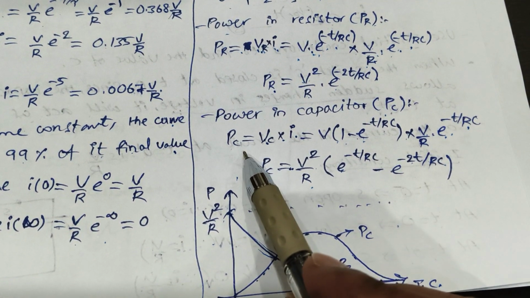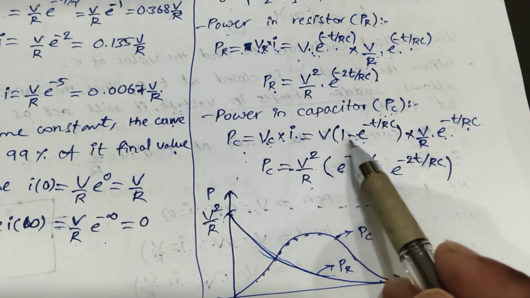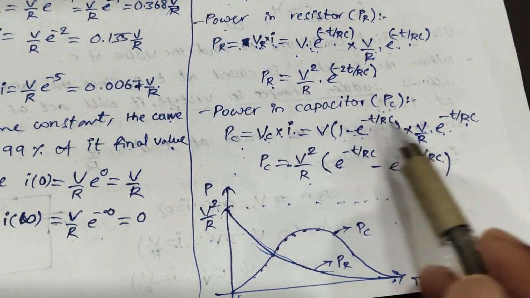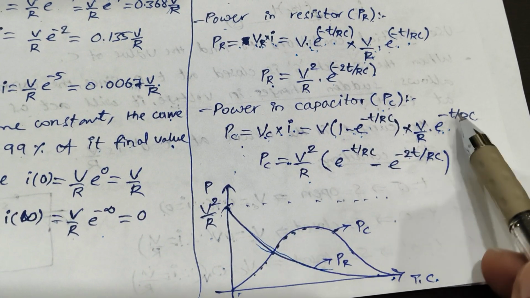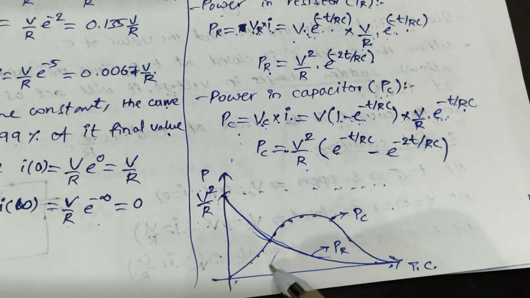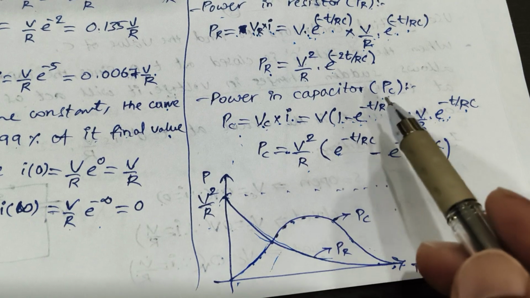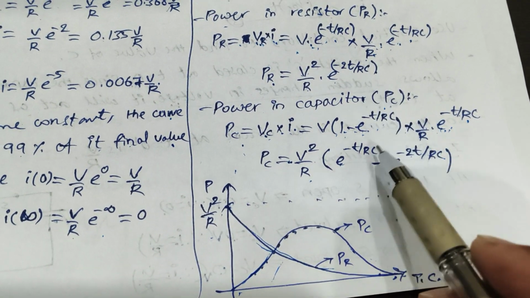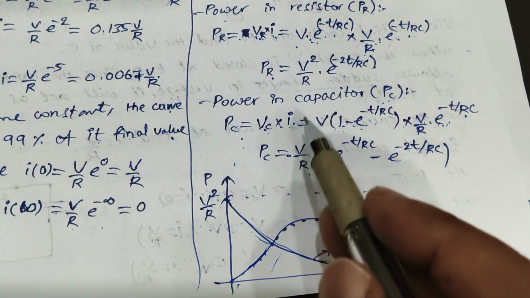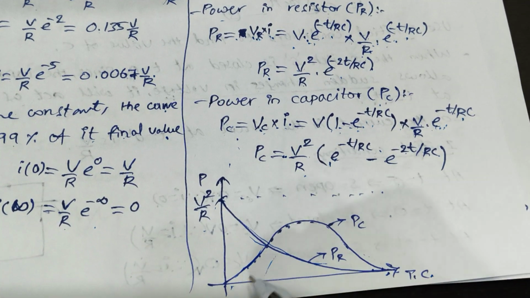However, for power in capacitance, the voltage across capacitance is an increasing function, 1 minus e power minus x, whereas current is a decaying function, just like the e power minus x term. So one is a decaying function, another is an increasing function. So the power will increase then decrease. Or directly, in both the equations, power in resistor and power in capacitance, you can substitute t is equal to 0 and t is equal to infinity, and you will get the same power equation.